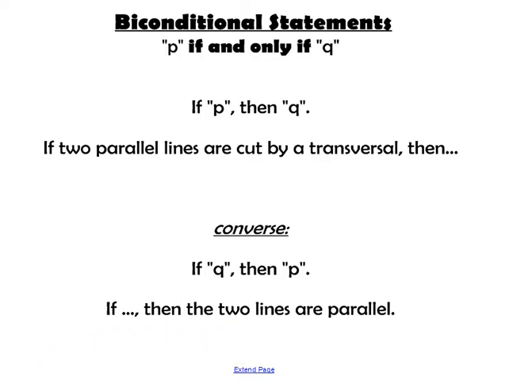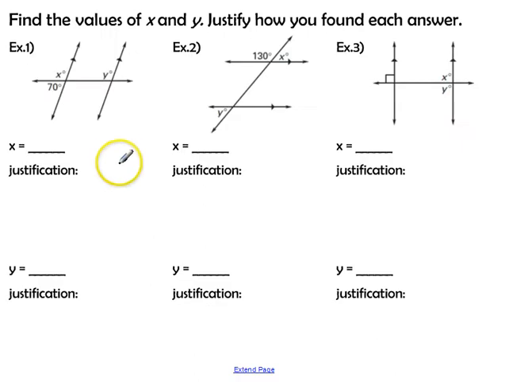So we're going to go through a few examples that'll help clarify the difference of when you're using the theorem versus the converse. Let's take a look at these examples. We want to find the values of x and y and justify how we found each answer.